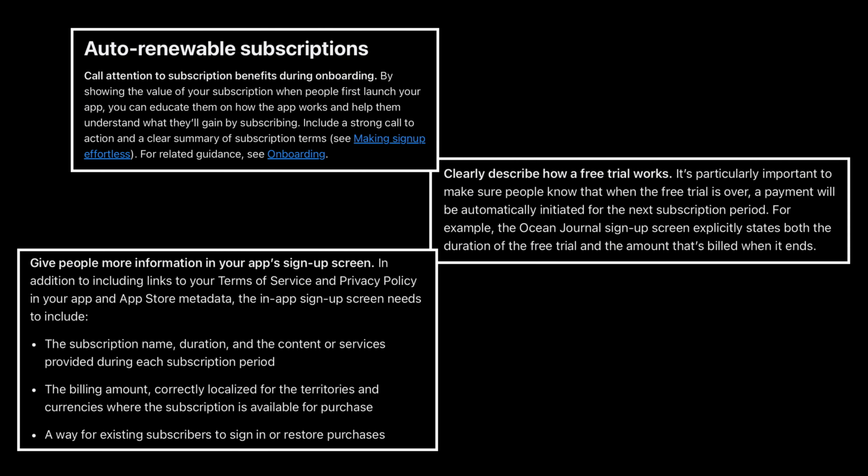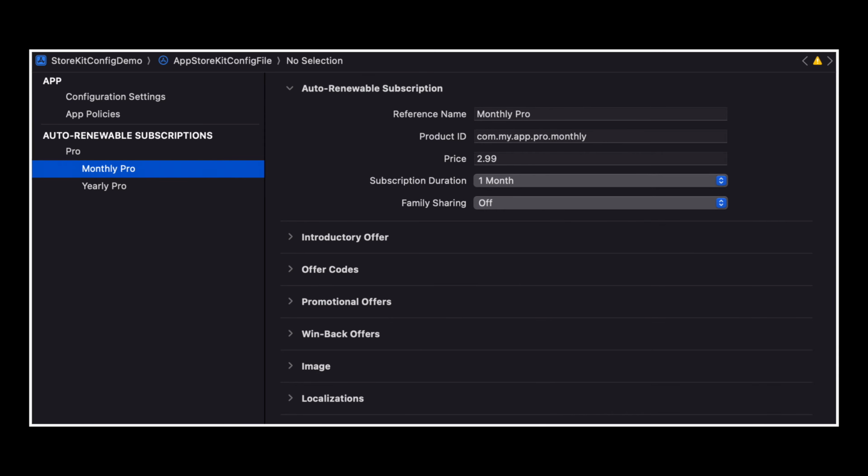Because in iOS 17, Apple decided to create built-in SwiftUI views that literally display fully functioning paywalls through a single line of code. So let's see how it works. First, I've added a StoreKit configuration file to my app to simulate an in-app subscription, a pro tier with monthly or yearly durations.